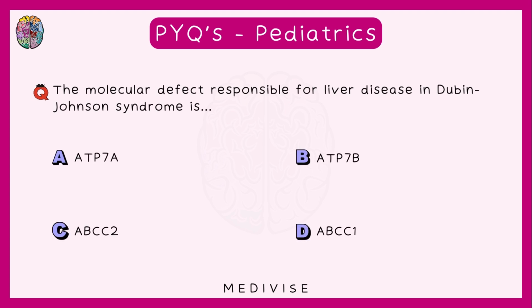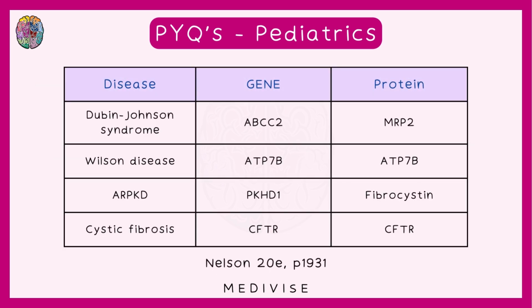Next, the molecular defect responsible for liver disease in Dubin-Johnson syndrome is ATP7A, ATP7B, ABCC2 or ABCC1. So I've made a table for you highlighting some of the important gene and protein defects that you should know. I suggest that you take a screenshot of this and just try to revise it every day. And if you do so, you'll remember the whole table in about 2 or 3 days.